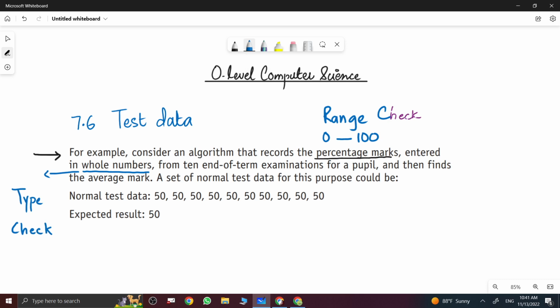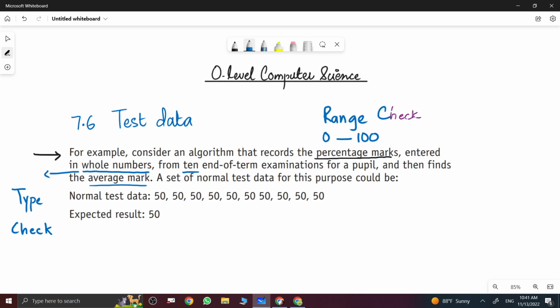Now, from 10 examinations, the total entries the algorithm is going to take are 10. There are 10 examinations and 10 different percentage marks will be entered in your algorithm for a student, and then it finds the average mark. Then the algorithm is going to calculate the average percentage.